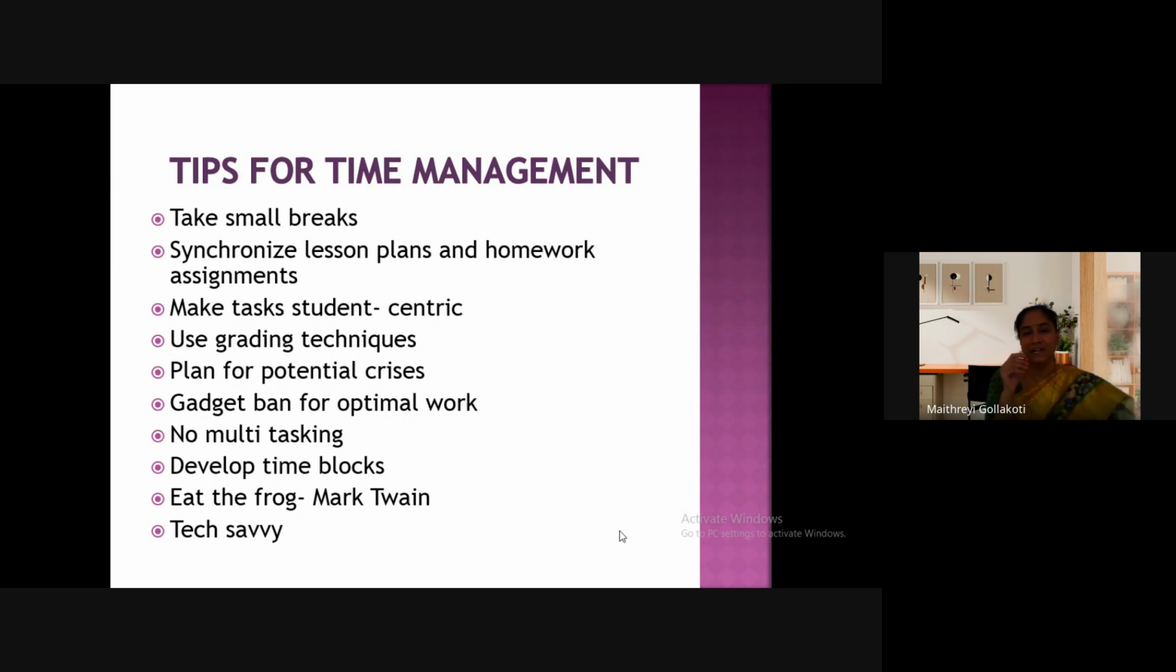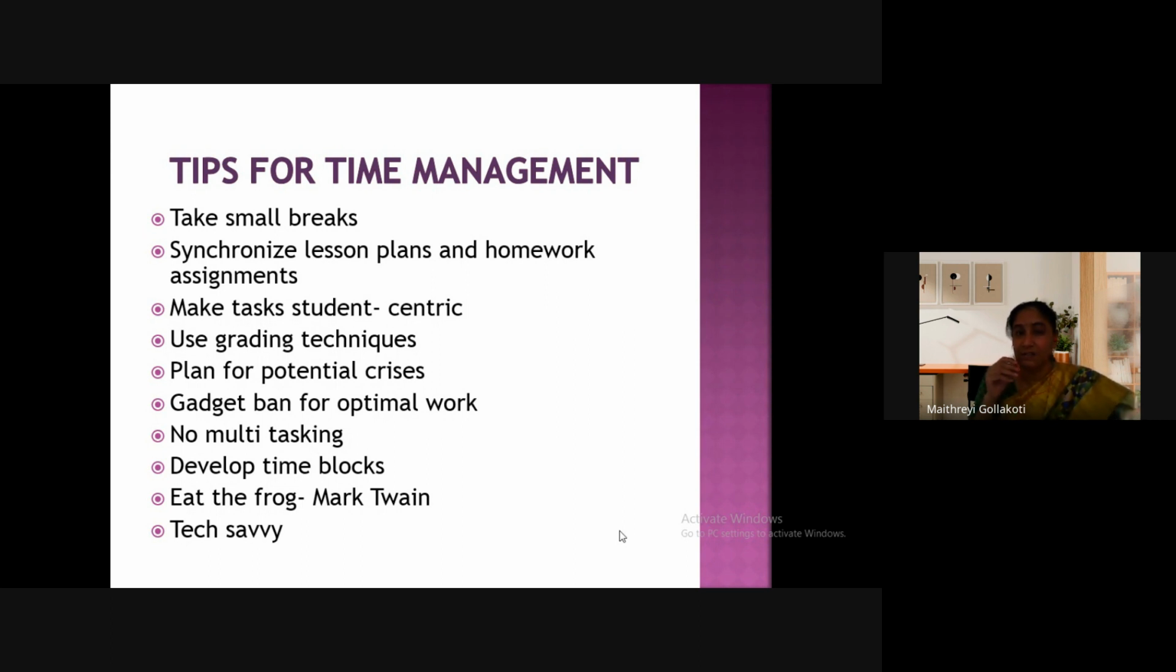Next is no multitasking. Now, when you are working, please don't multitask. Please don't study 2 subjects at a time or 2 papers at a time. Or please don't listen to music and do grading simultaneously. Some people do that. It's not a good thing because you will make mistakes.